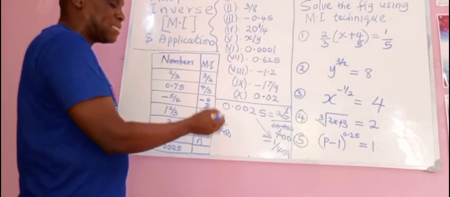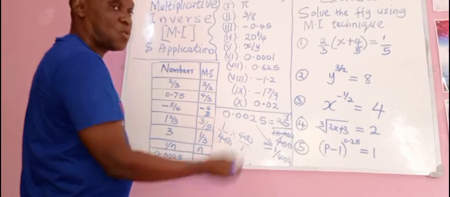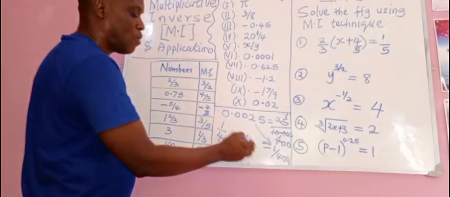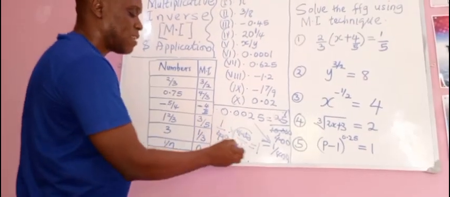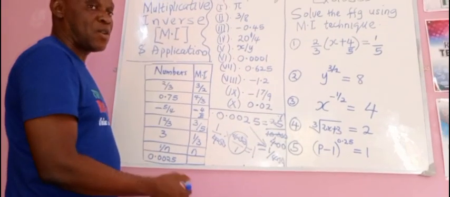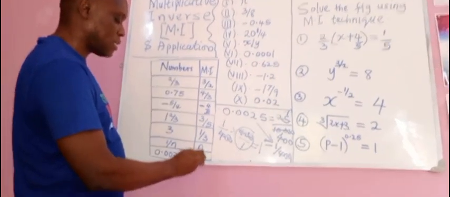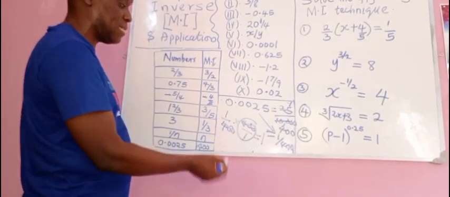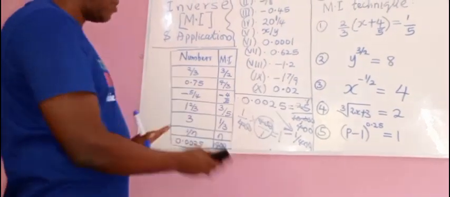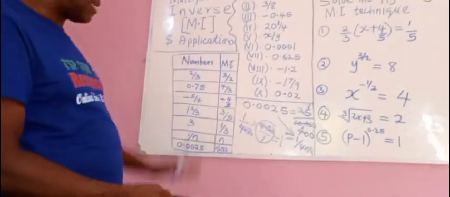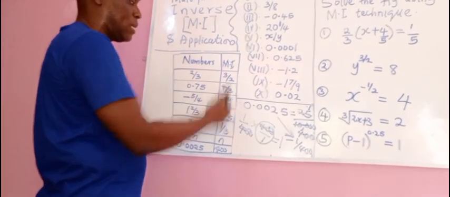So I need to find the multiplicative inverse of 1 over 400. What do I multiply by this that will give me 1? 400 over what? This one will cancel this. So that means the multiplicative inverse is what? 400 over 1. And what is 400 over 1? It means 400, because anything divided by 1 is that thing. Is that clear? Please take note of this, look at the answer, try to write it down. This is the working that I've told you how to get.